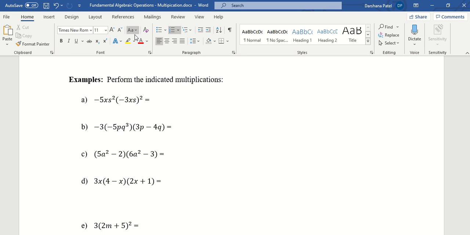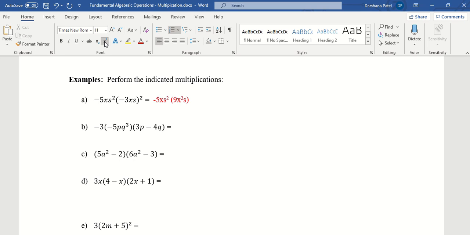So for the first one here, we have negative 5xs square times negative 3xs complete square. So we'll keep negative 5xs square as it is. And then for the bracket, we will simplify that. So negative 3 square will give us 9. X square will give us x square. And then s square will stay s square because s to the power of 2 will be s square.